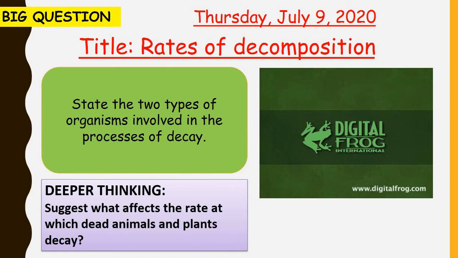Suggest what affects the rate at which dead animals and plants decay. Well, you might have some ideas there. I'm not going to say just yet. Thinking about, really, if we've got these microorganisms and detritivores, what do they need to survive in order to feed and decay dead animals and plants? And that's what we need to consider.